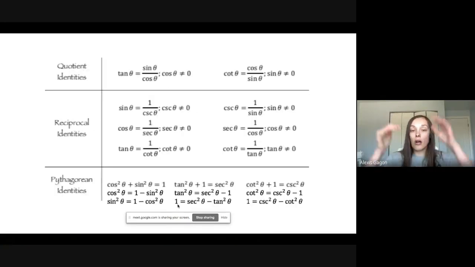So all of these identities right here, the quotient identities, reciprocal identities, and Pythagorean identities, make sure you know these. Write them down. You can use a sheet of paper or whatever for the test. Have these somewhere that you can reference them.